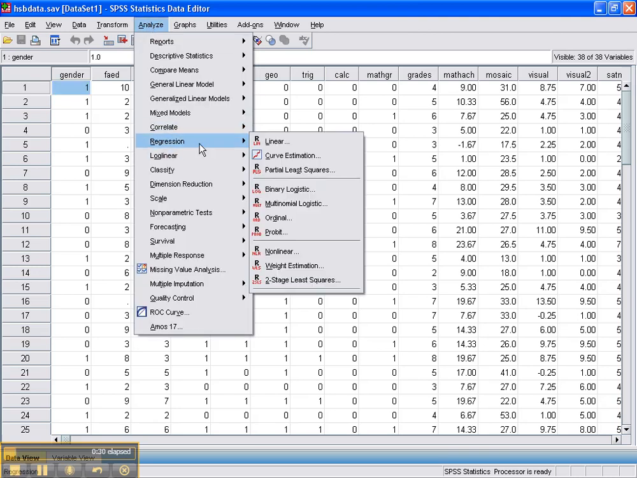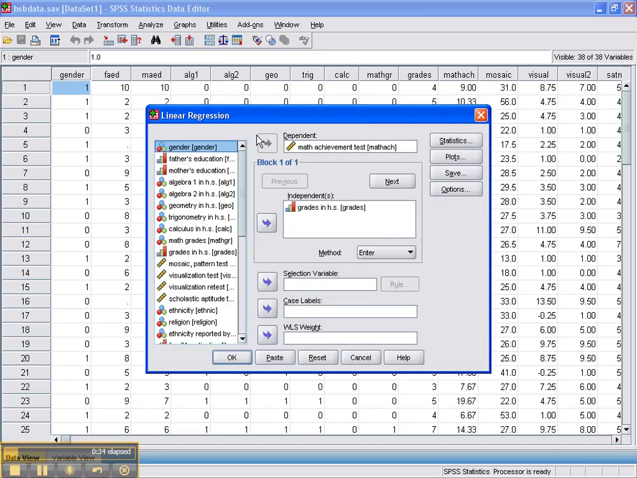Analyze, regression, linear. Okay, so the dependent variable is our math achievement test still. And so we're going to look at grades in high school, father's education, mother's education, and gender. Grades in high school, mother's education, father's education, and gender.